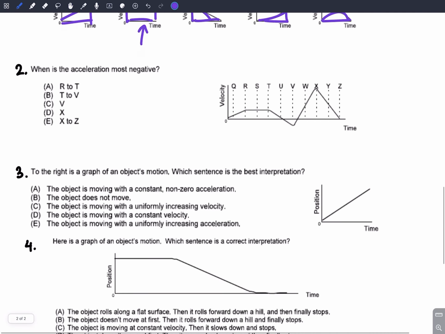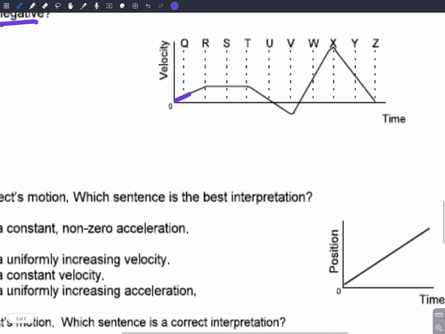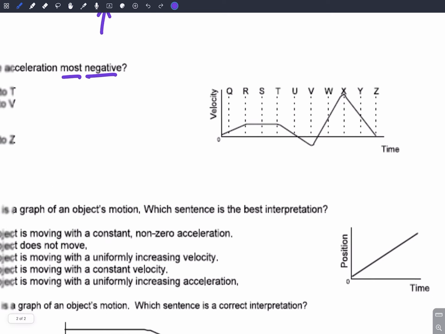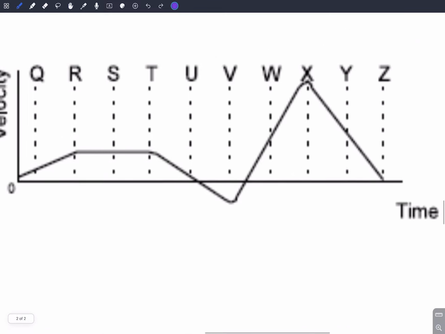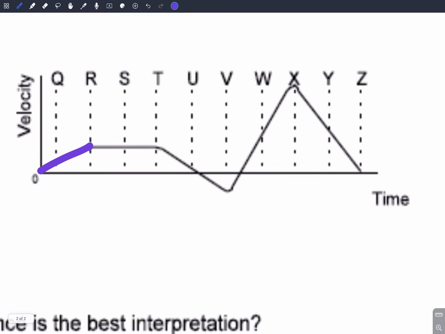All right. Number 2, when is the acceleration most negative? Now, if we look at this line right here, that is a positive slope. Whenever we're looking at graphs, first let's look at our axes. It talks about velocity, right? Which means that if it's asking about acceleration from a velocity graph, we're going to have to look at slope. So slope right here is positive, and it's asking for the most negative value. So this can't be our answer.